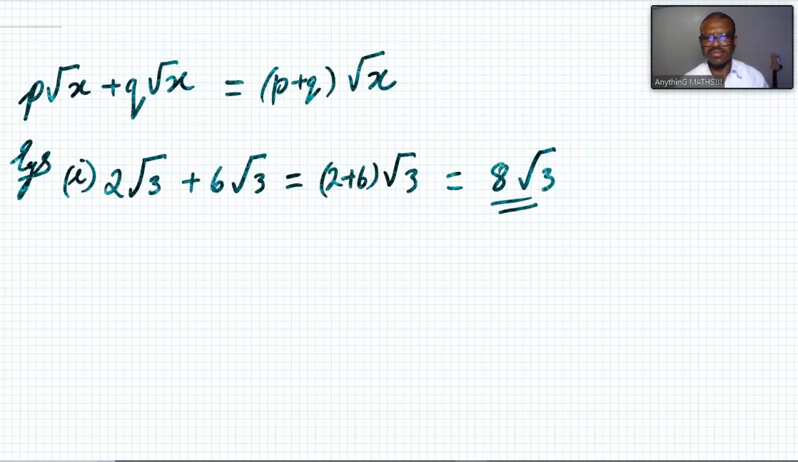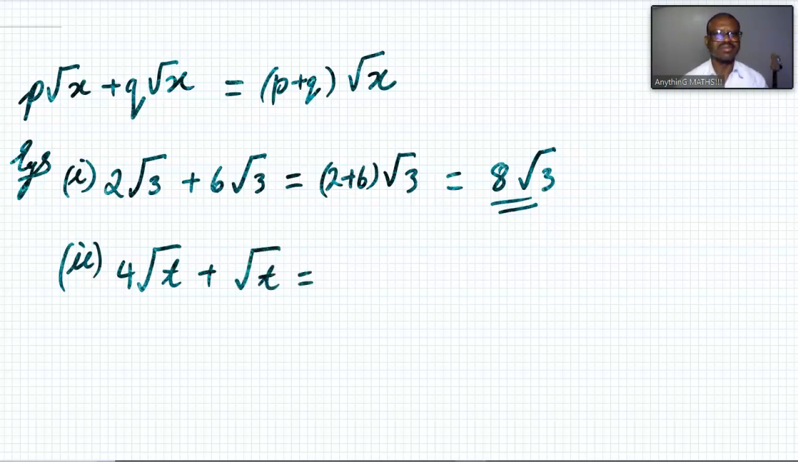Second example. 4 root t plus root t. Now root t, there's a 1 root t, but we don't write it because it's meaningless. We know that it's only 1, so we don't write it. So it becomes 4 plus 1 root t, which becomes 5 root t.